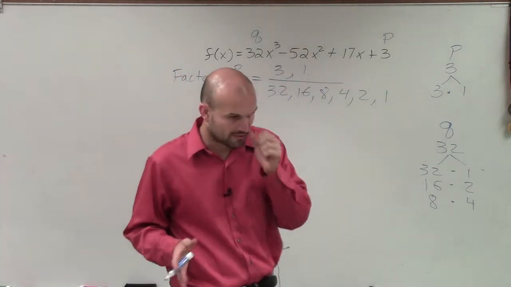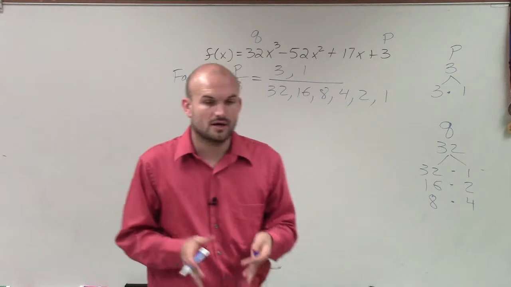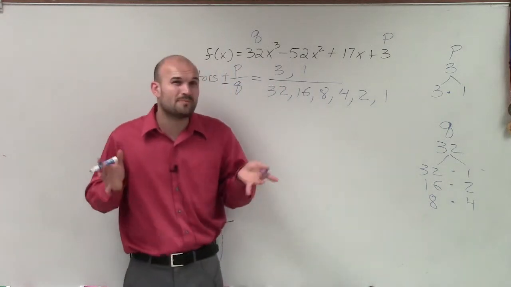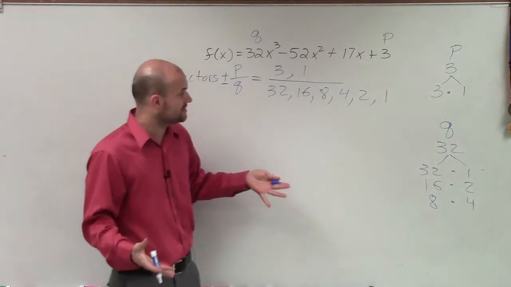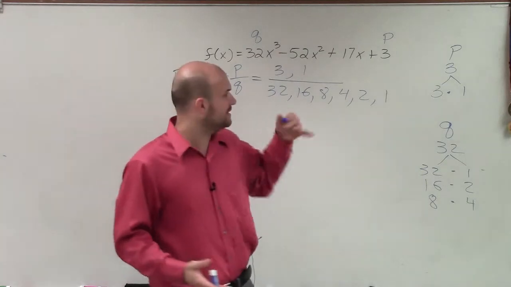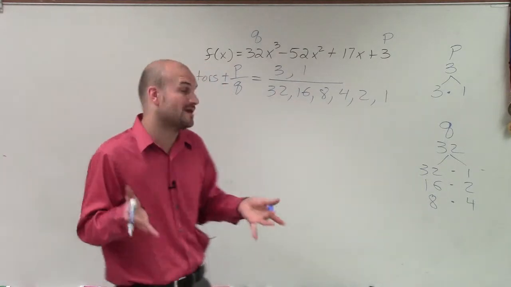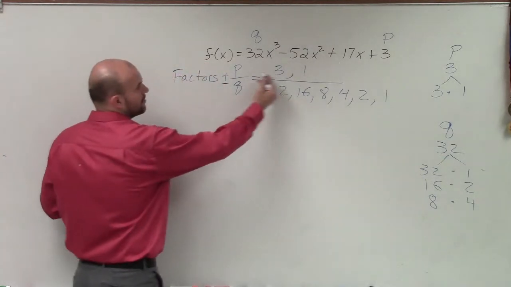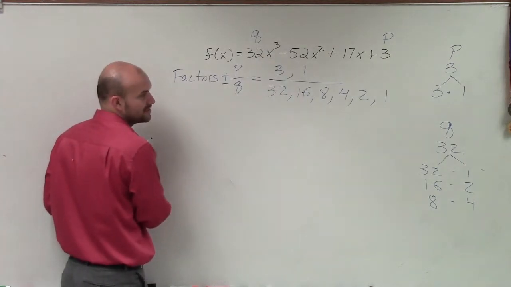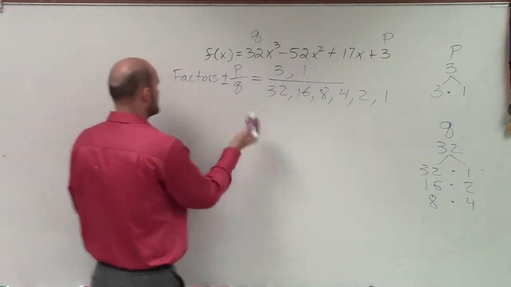So remember, rational means we're talking about fractions. What we're going to do is determine all the possible rational zeros. If it's going to be a rational zero, then it has to be one of these rational numbers. Therefore, I'll explain here.